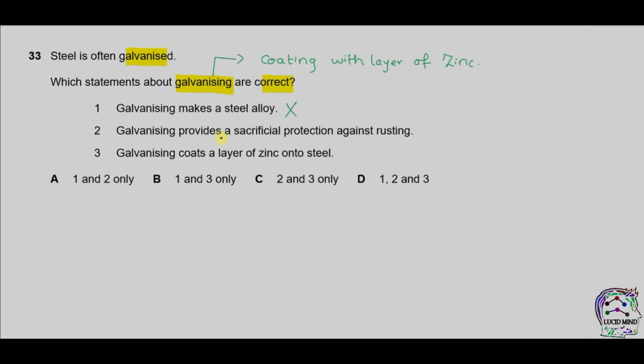Part 2, galvanizing provides sacrificial protection against rusting. This is true because in the reactivity series we can see that zinc is more reactive than iron, so therefore zinc will provide sacrificial protection against rusting. Part 3, galvanizing coats a layer of zinc onto steel. This is a correct statement. As options 2 and 3 are correct, therefore the answer is C.